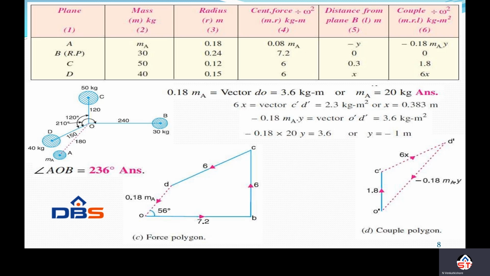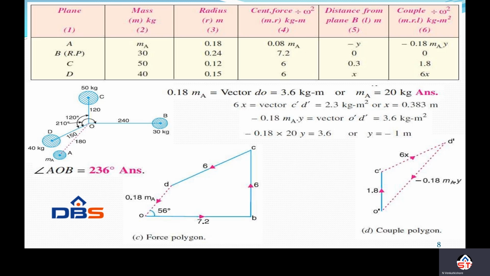From C to D, what is the angle? 120 degrees. So draw a 120 degrees angle from C, and keep it aside. And at the same time, from A, how much of an angle is there?